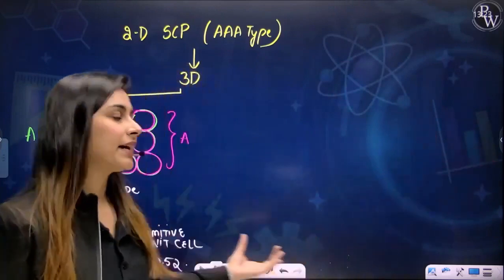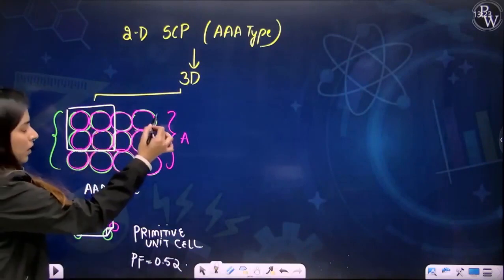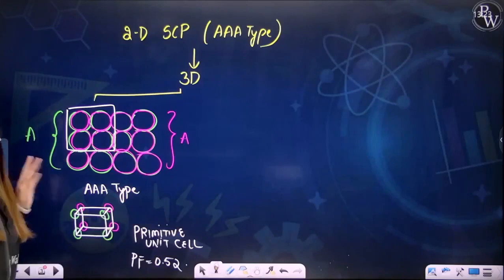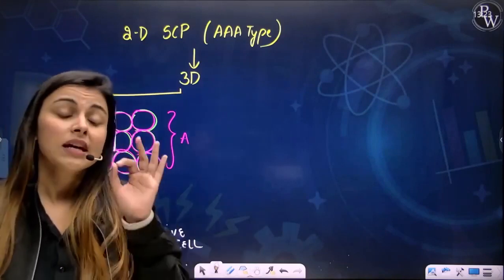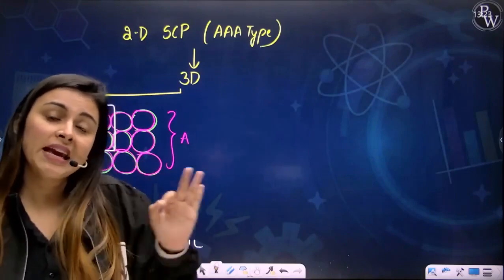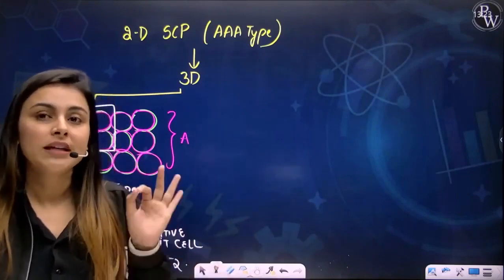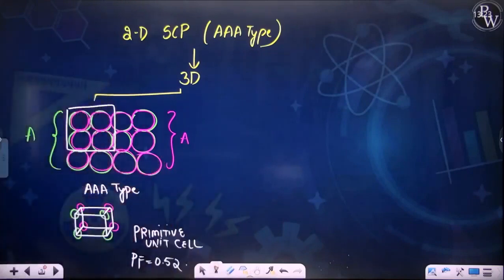type layering, I get a primitive unit cell. This is how you get a primitive unit cell, and the adjoining unit cells give you the adjoining unit cells in the primitive form. So if anyone asks you that in square close packing, AAAA type of layering is giving you primitive unit cell. I hope you're clear with this. Please write it down, then we'll move forward.